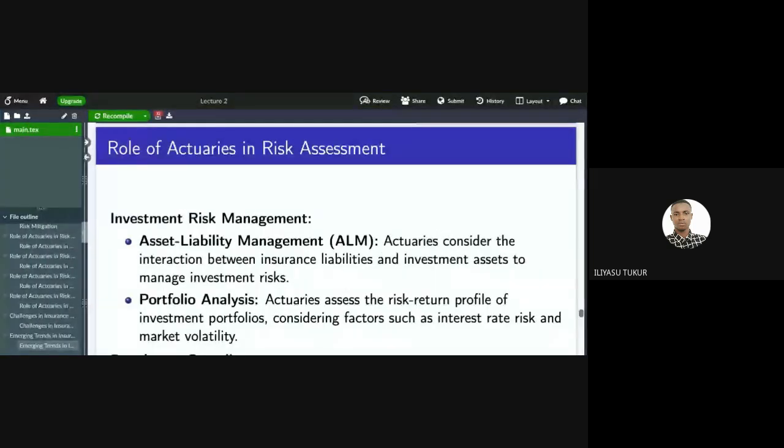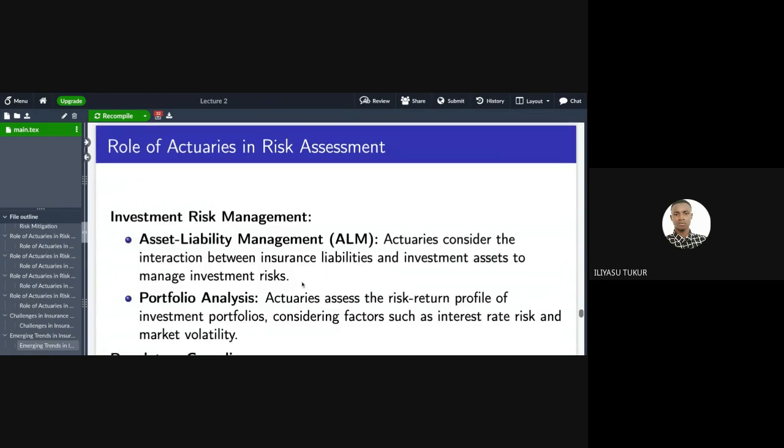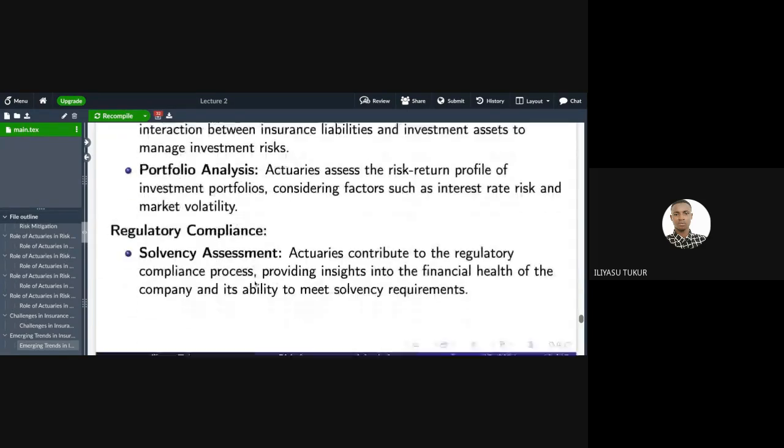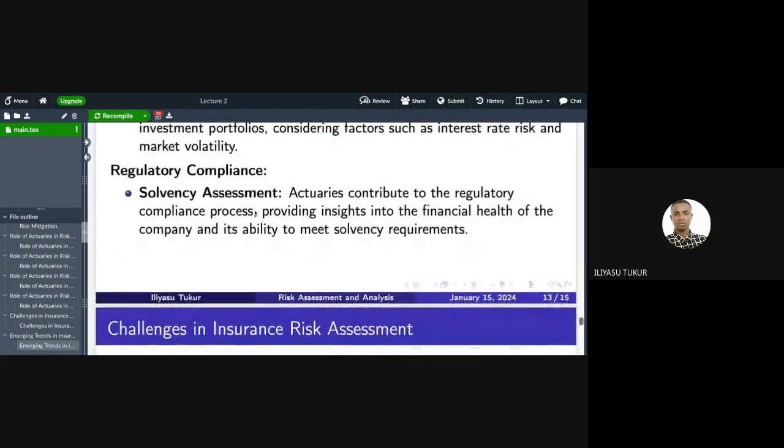Investment: they also advise on where to invest. Asset liability management: they consider the interaction between insurance liabilities and investment assets to manage investment risks. Then we have portfolio analysis, which assists with the risk-return profile of the investment portfolio. They look at the portfolio in general, considering all the factors, interest rate, market volatility, and everything, and make sure that this portfolio is sound and will bring a good return on the investment. Solvency we already mentioned.